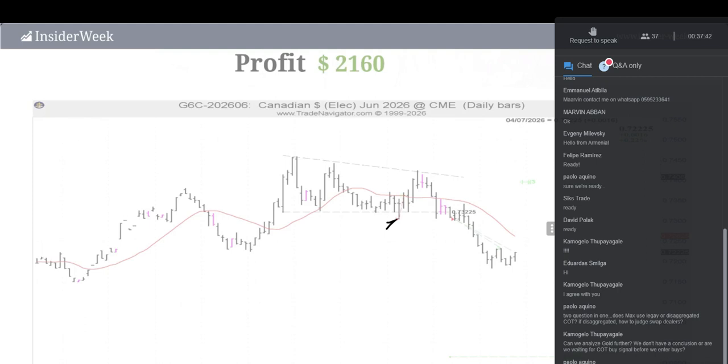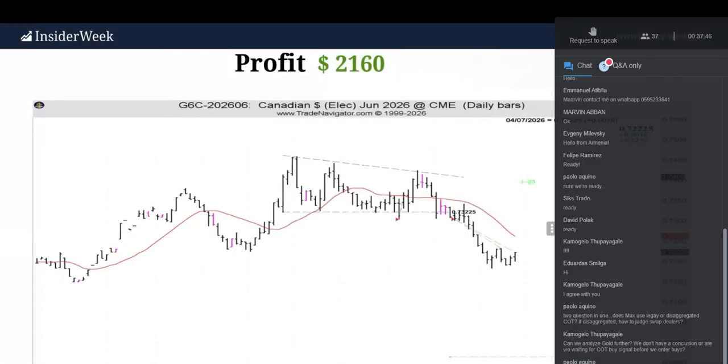I closed a part of my position of my trade, made some profit, and with the other 3 contracts, I'm still in the market. So my profit was $2,160 with this short trade.